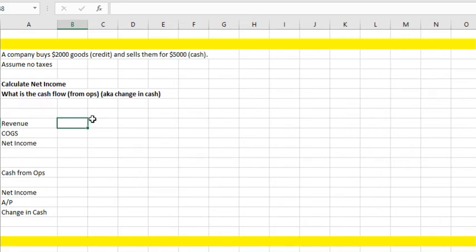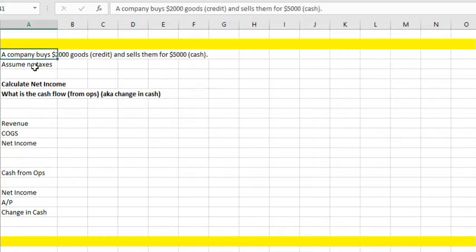Hi everyone, in this video we are going to continue with our introduction and simple exercise and explain in this particular case why we are adding any increases in current liabilities. As I mentioned, we are going to have the same exercise with little twists. The company is buying $2,000 worth of goods and selling them for $5,000 in cash, no taxes.